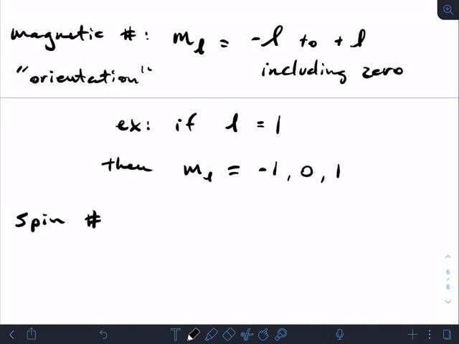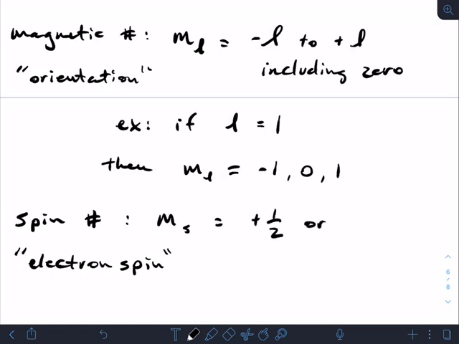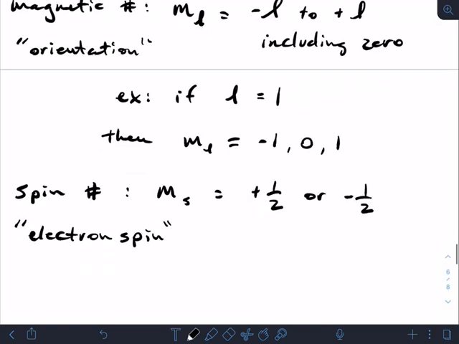And lastly, we have the spin quantum number. This is for telling us electron spin, and this one's the easiest one of all. It's called m sub s for spin, and it can only be one of two things. It could be plus a half or minus a half.